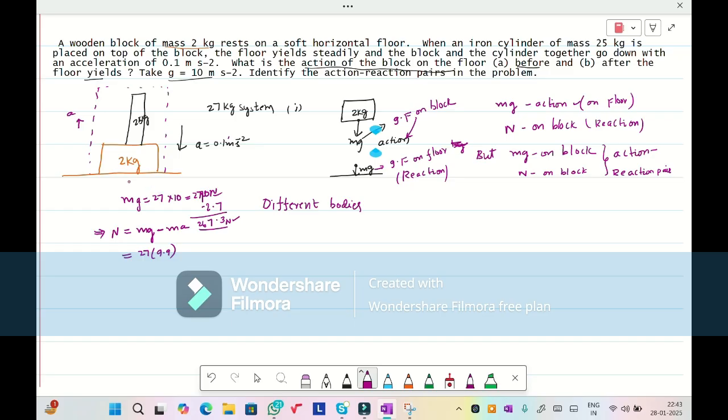The action is 270, mg. The gravitational force on the blocks is action. 270 is action. And the same 270 force acts on the floor. That is reaction. Action equals minus reaction. 270 newtons by the system on the floor. 270 newtons on the blocks is action. 270 newtons on the floor is reaction.